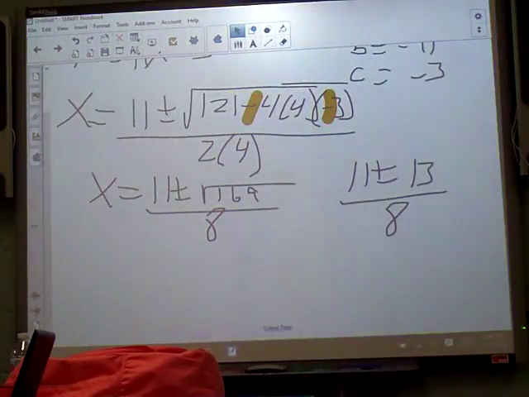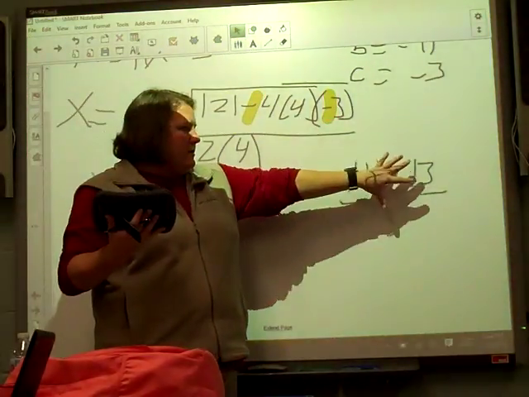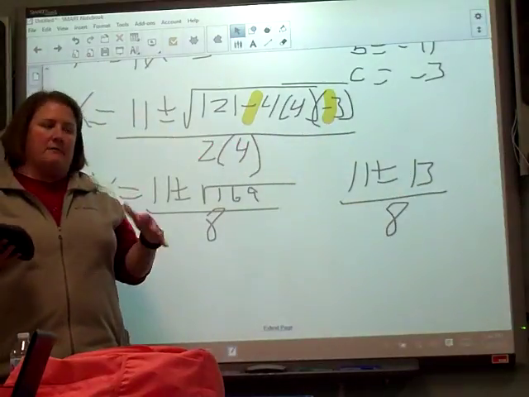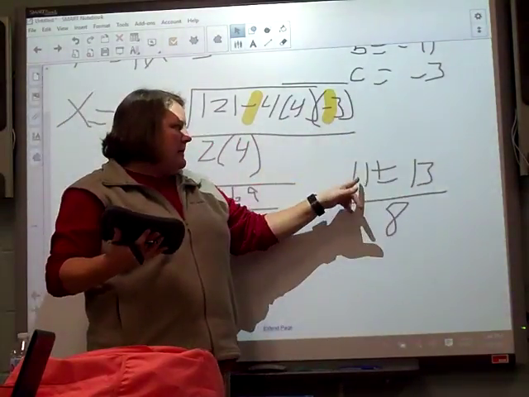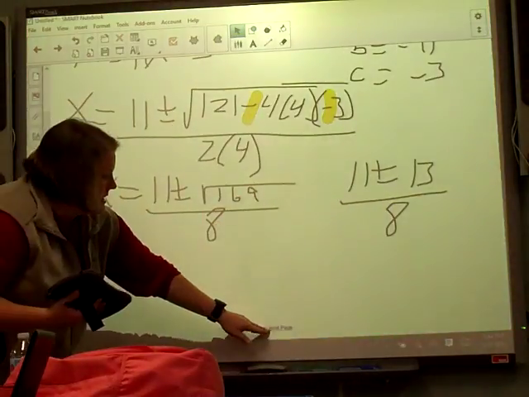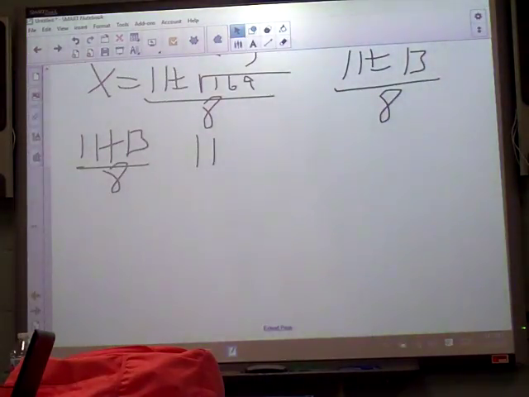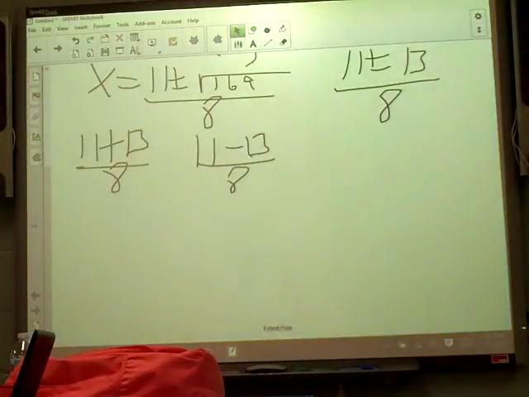Now a lot of people will get here and stop, and that is way wrong. If this was not all good, plain, real numbers, rational numbers, we might be able to stop if there was a square root or something. But we got to work this 2 times. That's what your plus minus says. So we got to do 11 plus 13 and divide it by 8, and we got to do 11 minus 13 and divide it by 8. That's what the plus minus means there.